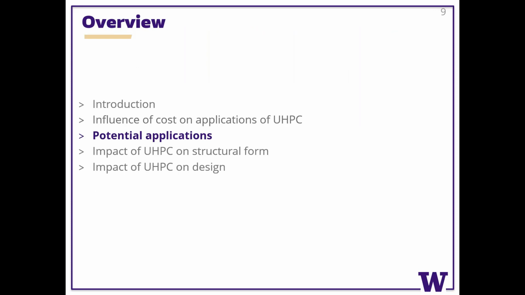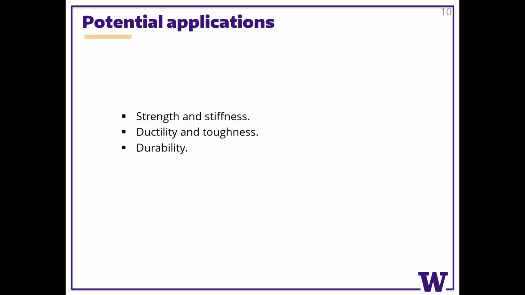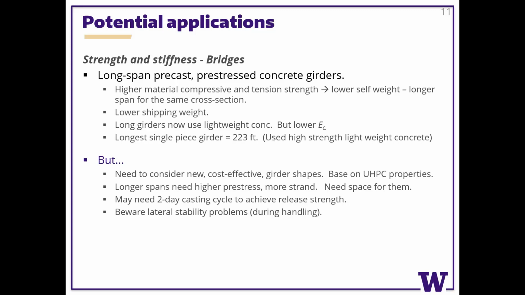Well, if we look at potential applications for the next step then, UHPC has some good properties which we can usefully use. It's stiffer and stronger than conventional concrete. It's tougher and it's more ductile, and it is certainly more durable in terms of things like chloride penetration, as Kingsley Lau was just pointing out. So it's got much better durability in that sense. So the question is, how can we use that, and what are the applications where it would be most useful?